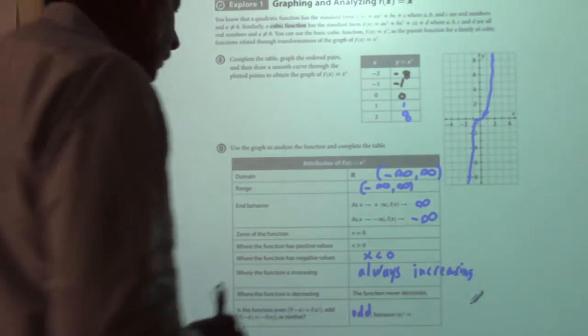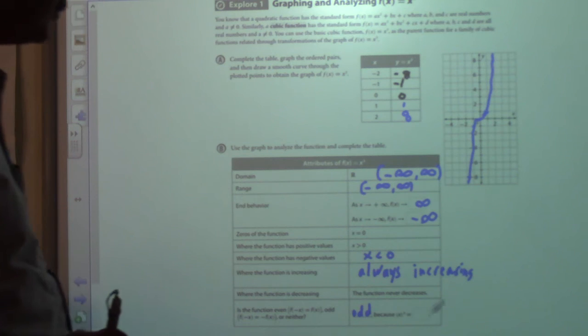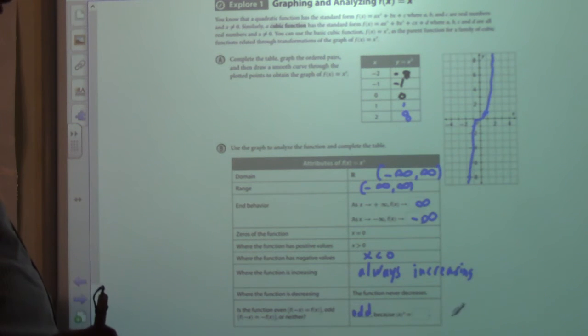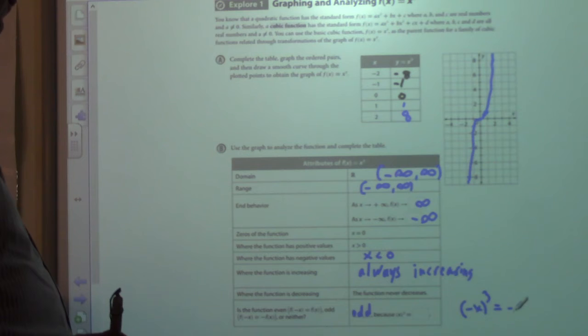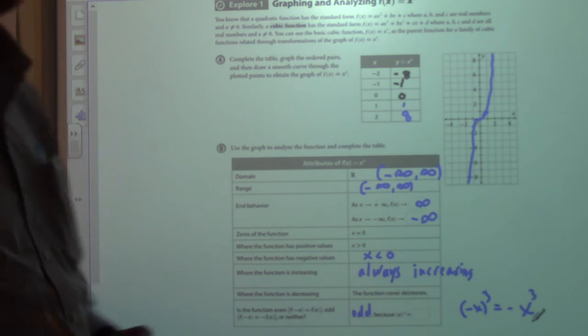x cubed, well, I don't like the way they word it. I'm going to word it differently on the next thing. Actually, because f of negative x, negative x cubed, is equal to negative f of x, equals negative x cubed. That's why. We're going to talk about that a little bit later.